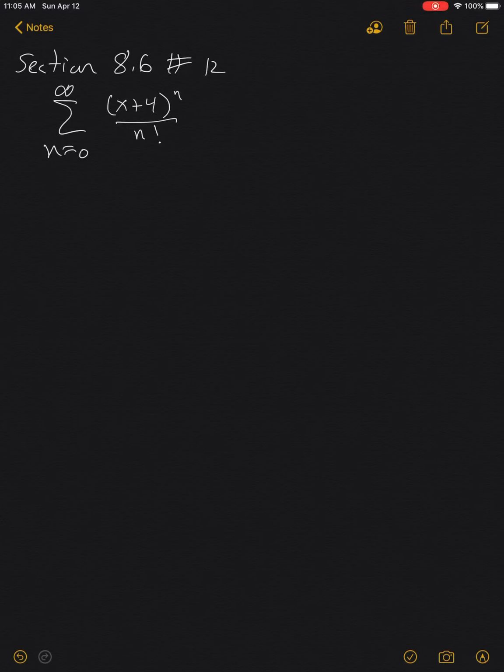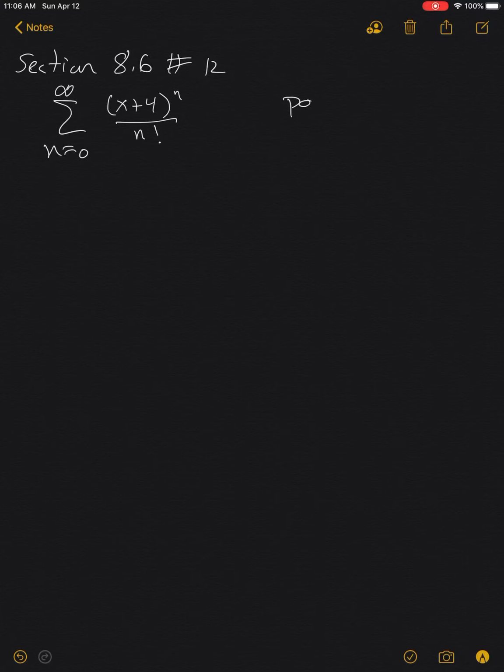Okay, we're in section 8.6, exercise number 12. Just like exercise 10 a moment ago, or the previous exercise, we are being asked to determine the values of x that make this particular power series converge. Notice this is a power series now, not in x, but a power series centered at -4 in this case. So this has a c value.